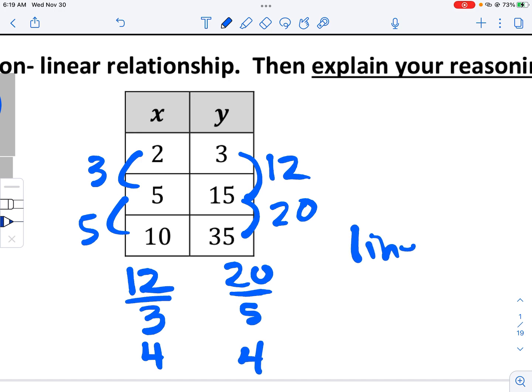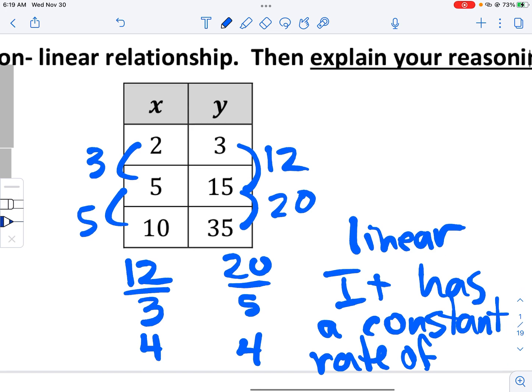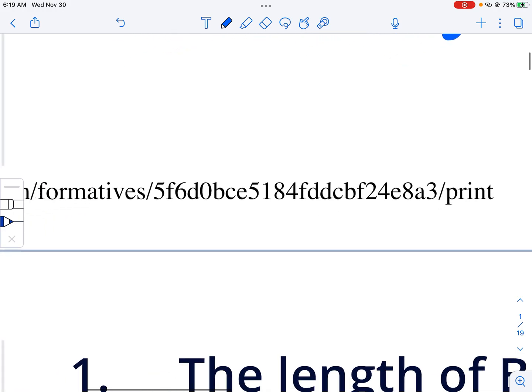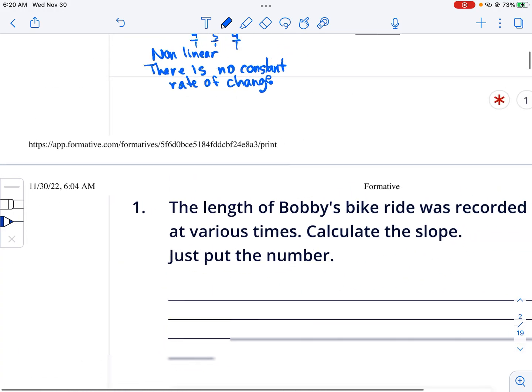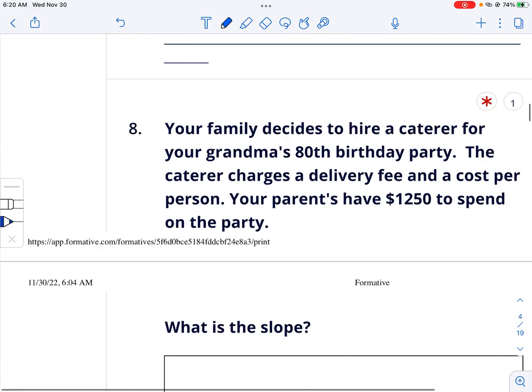It is linear. Why? It has a constant rate of change. It doesn't matter if it's proportional or not. It's whether or not it has a constant rate of change. Is there a slope? Is it the same thing? Okay, so the next one.